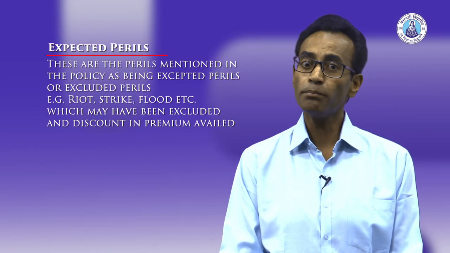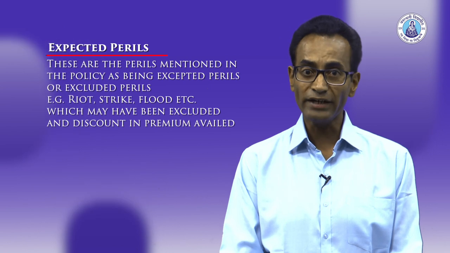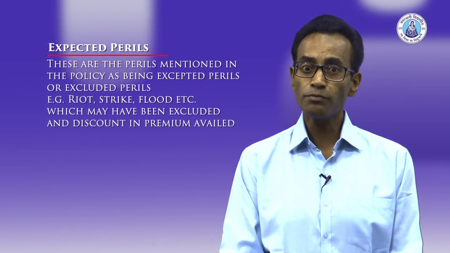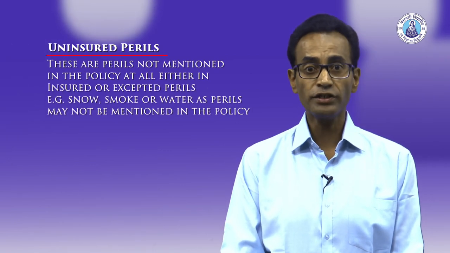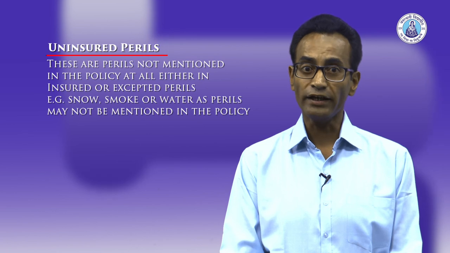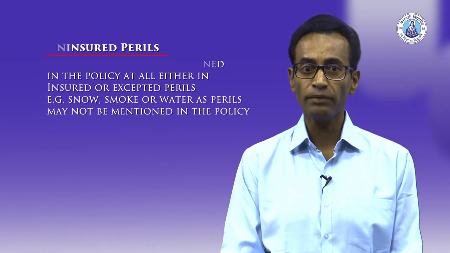The second is excepted perils. These are perils mentioned in the policy as being excepted or excluded perils. For example, riots, strikes, floods, etc., which may have been excluded, and discount in premium availed. The third is uninsured perils. These are perils not mentioned in the policy at all, either in insured or excepted perils. Snow, smoke, water as perils may not be mentioned in this policy. An insurer is liable to pay claims arising out of losses caused by only insured perils and not by losses caused due to excepted or uninsured perils.